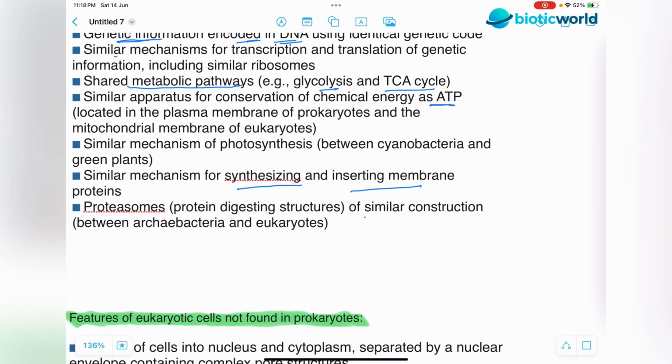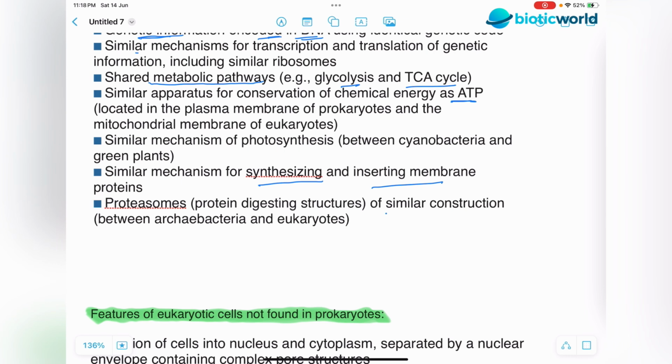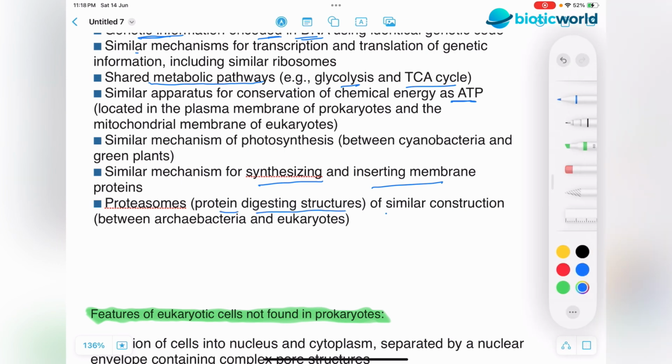Next, we have the proteasomes. These are the protein digesting structures. These are also of similar construction between archaebacteria and eukaryotes.